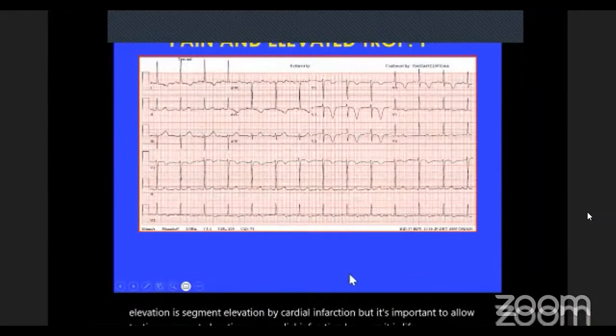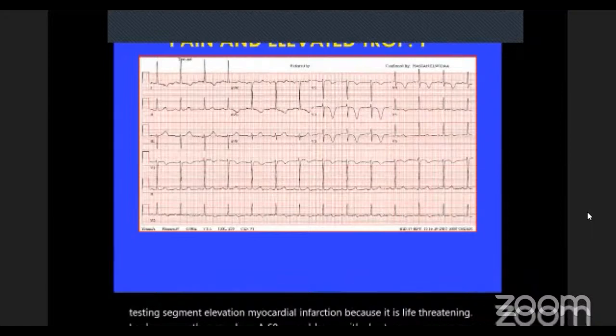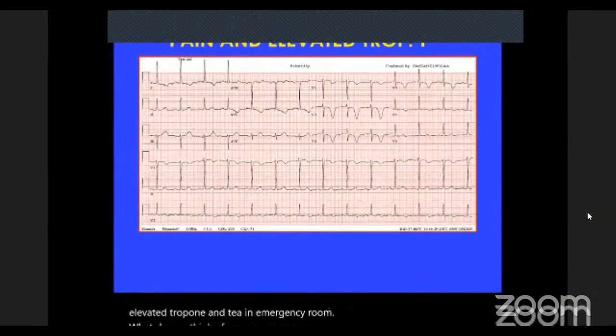Look now, another case here: a 60-year-old man with chest pain, and he had elevated troponin T in the emergency room. What do you think of the ECG, and what is your diagnosis? Any volunteer? Guys, any volunteer? You can take Amjad.